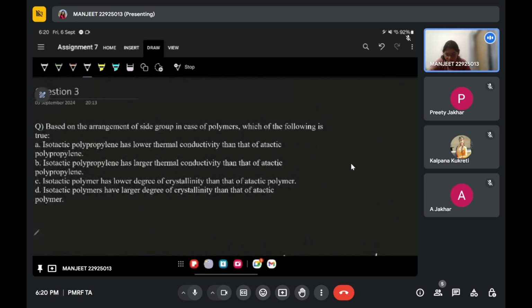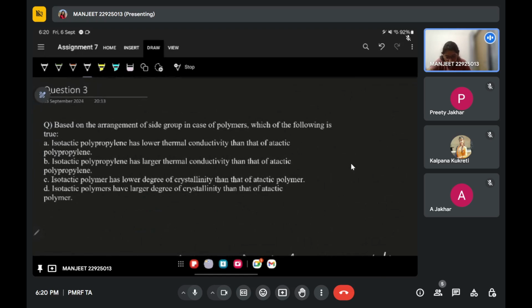Now let's come to question one. In question one, it is asked: isotactic polypropylene has lower thermal conductivity than that of atactic polypropylene. If you compare the isotactic and the atactic, which one has the lower thermal conductivity? First point, what is thermal conductivity? Thermal conductivity is the property where heat flows through the material from one point to another. How easily heat is flowing is defined by the thermal conductivity.